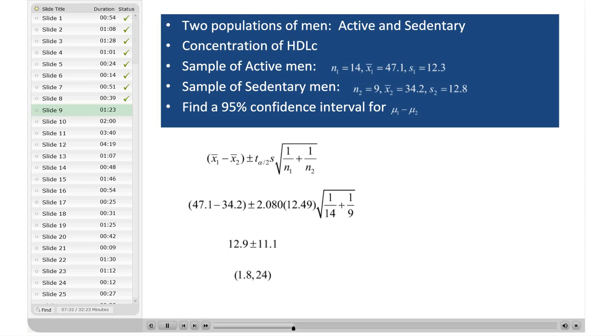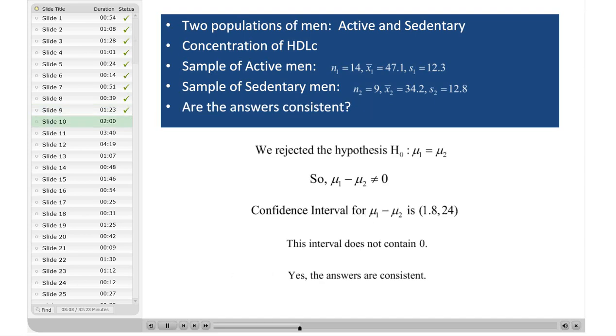So once we compute everything, we get a confidence interval of 12.9 plus or minus 11.1, and as usual, we're going to take 12.9 minus 11.1 to get the left endpoint, which is 1.8. And we'll do 12.9 plus 11.1 to get the right endpoint, which is 24. This means that we're 95% confident that mu1 minus mu2 is between 1.8 and 24. In other words, we're 95% confident that the difference in high-density cholesterol for active men and sedentary men is somewhere between 1.8 and 24.